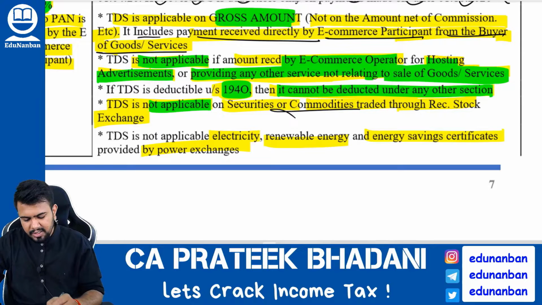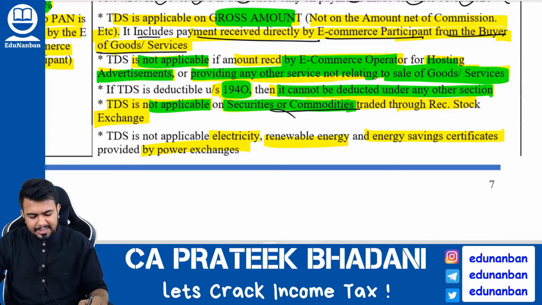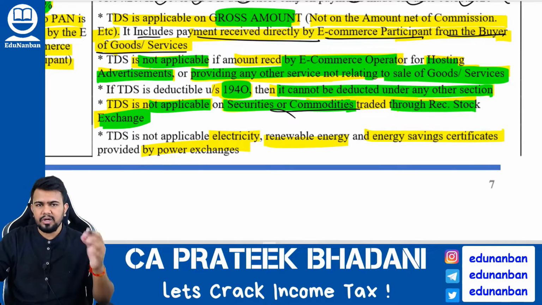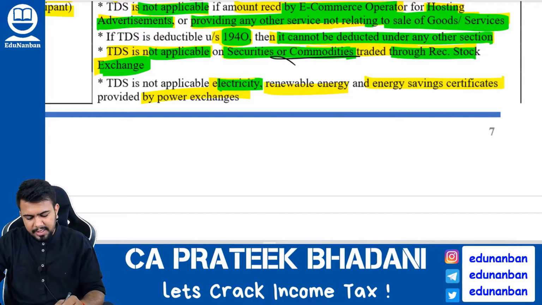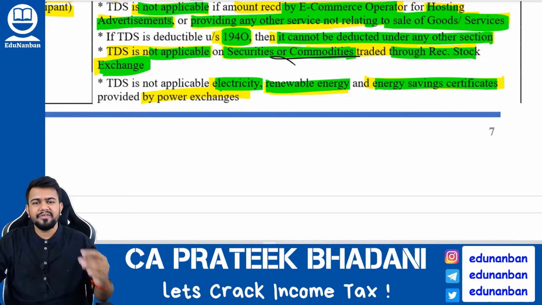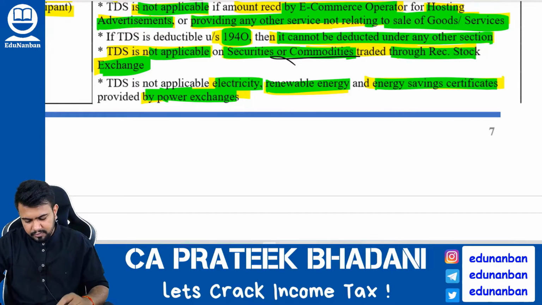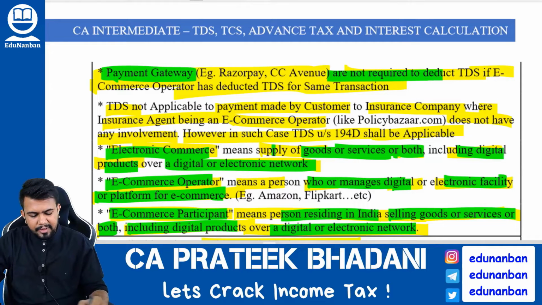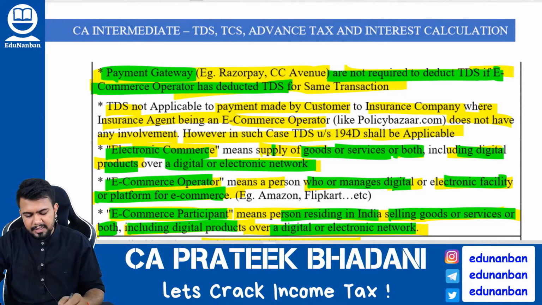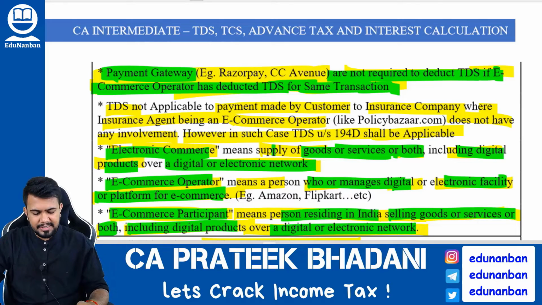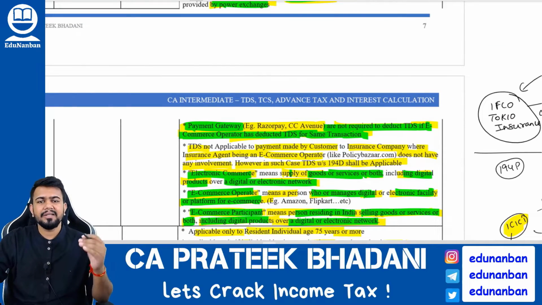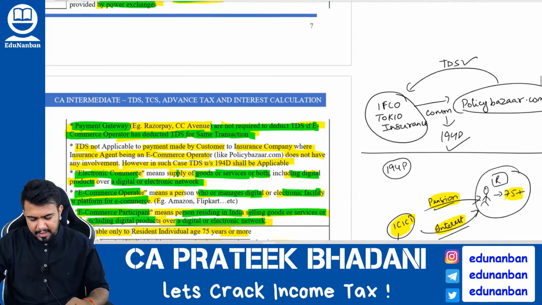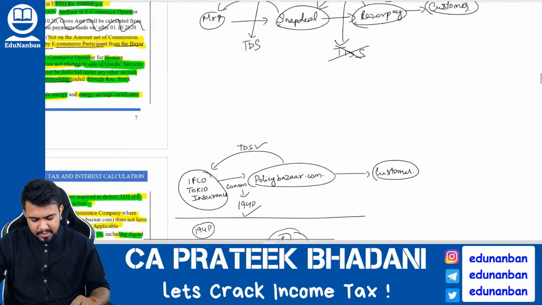Next, TDS is not applicable on securities or commodities that are traded on a recognized stock exchange. Next, TDS is not applicable on electricity, renewable energy, energy saving certificate which is provided by power exchange. Next, payment gateways are not required to deduct the TDS if the e-commerce operator is deducting the TDS for the same transaction. Payment gateway means what? The person who is providing the gateway for payment, for example, CC Avenue or Razorpay, etc.